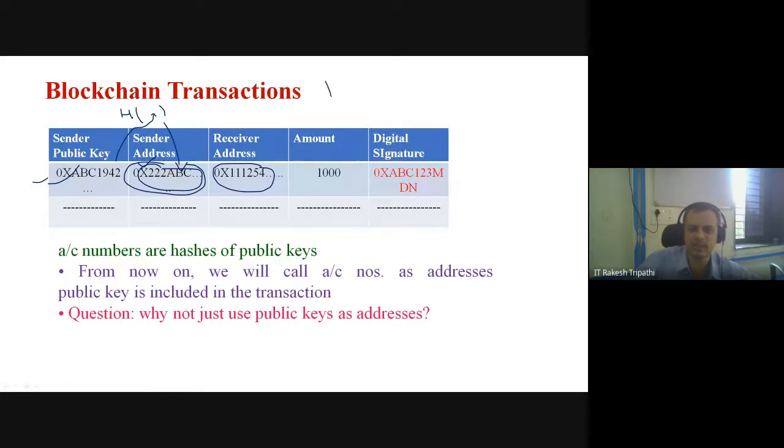So whatever public key the receiver has chosen, I perform a hash on that. This is that account address. 1,000 rupees I am transferring, and this is the digital signature.